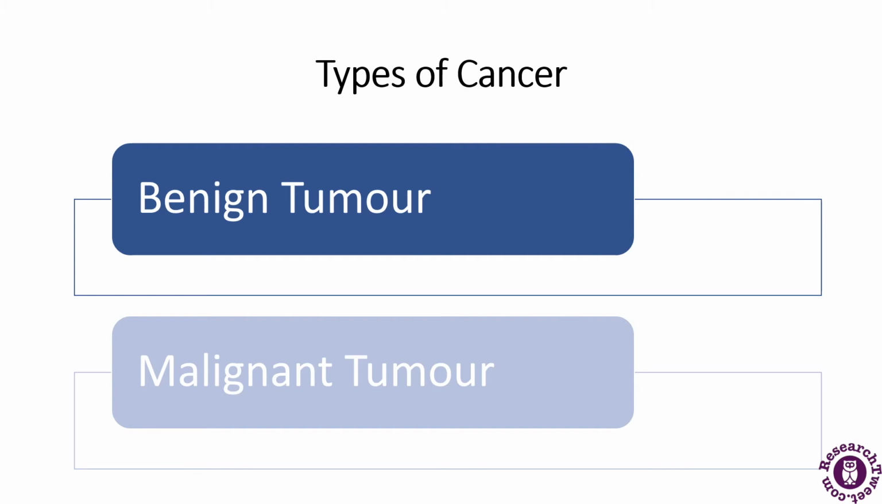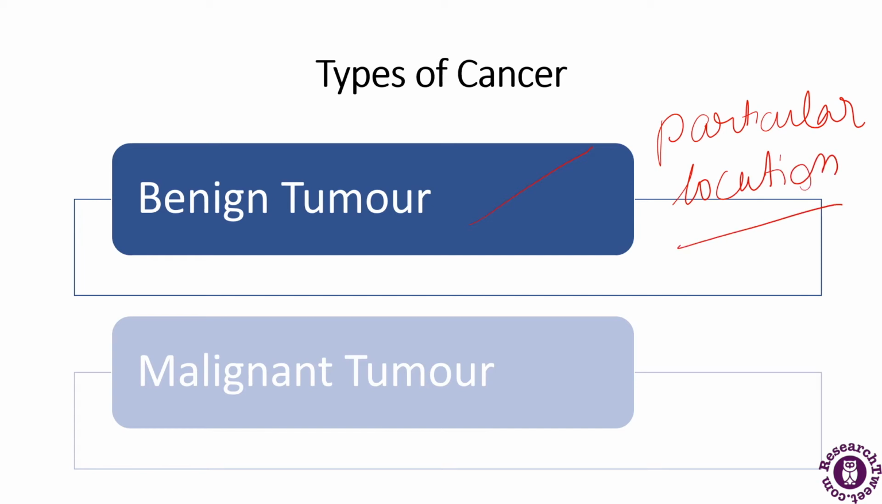So a benign tumor is basically localized at a particular location. There is an uncontrolled growth at a particular location in the body. It does not spread to the other parts of the body, and it is generally harmless. So this is not very harmful for the human species. They are generally harmless because it occurs only at a particular location in the body.